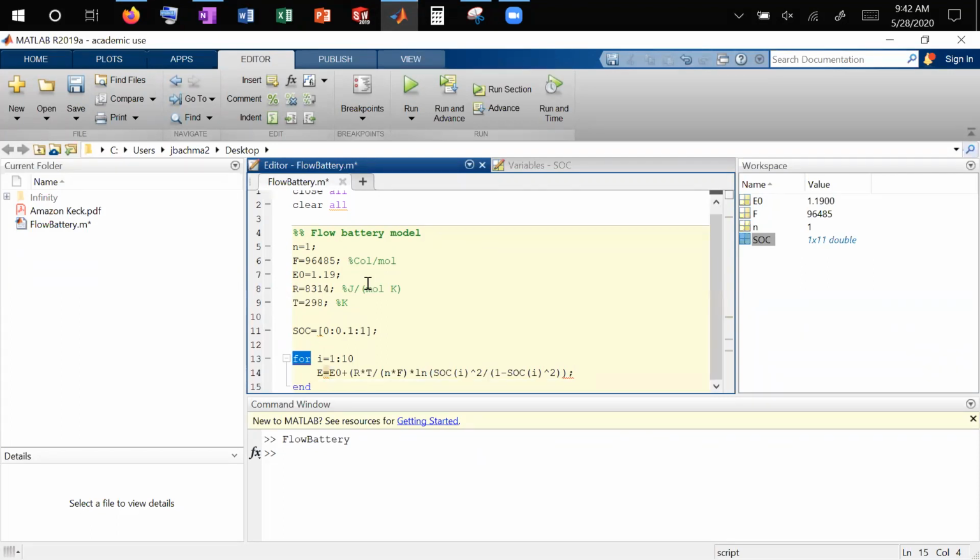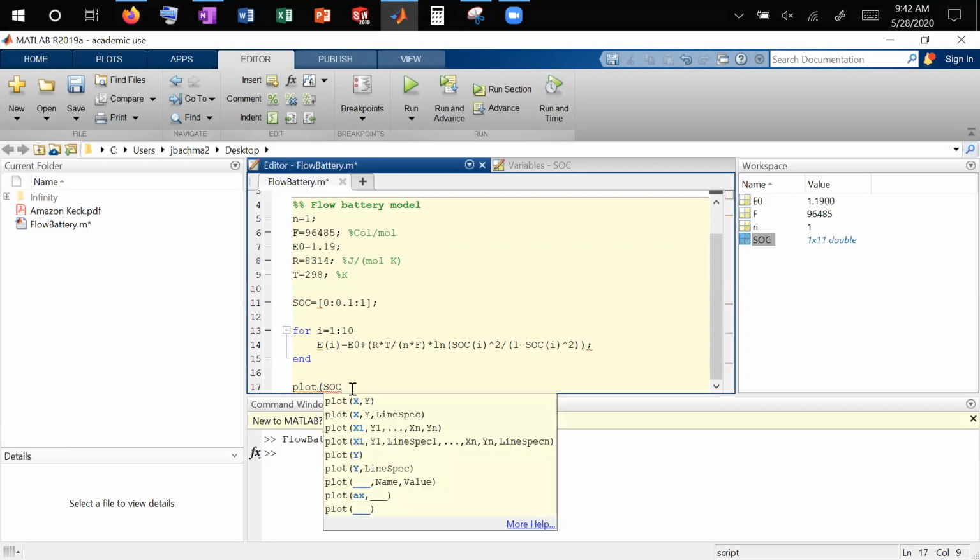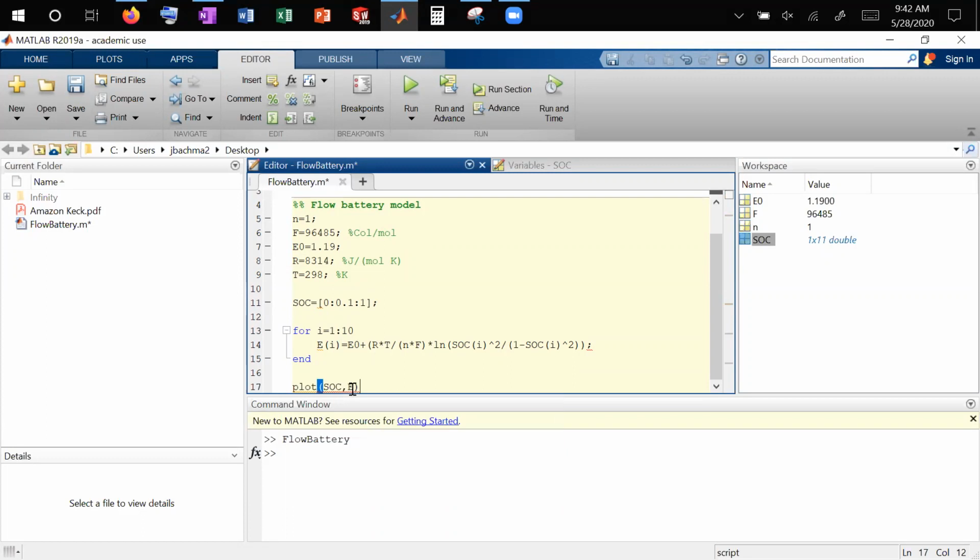We end the for loop, and then let's do a little plotting. So we could plot, and this will have to be E of I, because we'll have to update it. So here we can plot our voltage as a function of our SOC. So that's the command for plotting in MATLAB. So let's see if I got any errors.